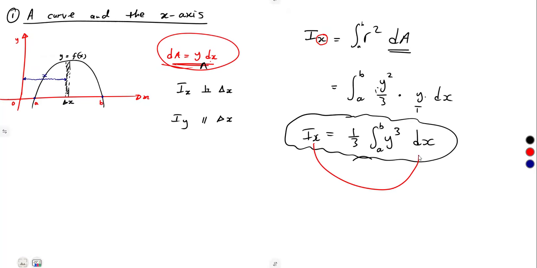Ix and dx, they are perpendicular. These two, they are perpendicular. So it affects our R.